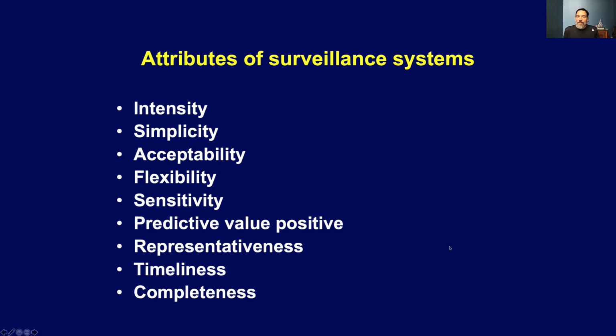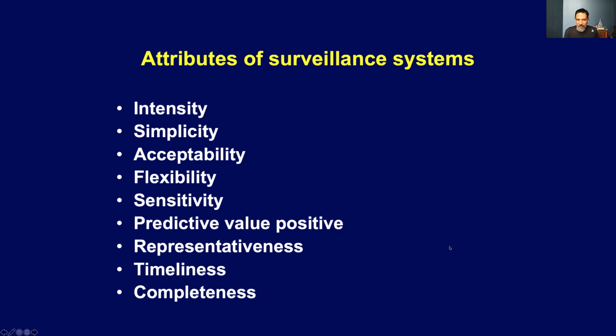So surveillance systems have attributes that can be used to understand their strengths and weaknesses in relation to the goals that they're trying to achieve. For example, imagine a surveillance system for an infectious disease like measles. The goals of the surveillance system might be to rapidly identify and characterize all new cases of measles and to rapidly detect outbreaks of measles.